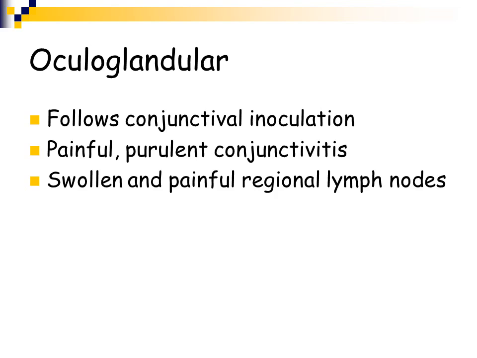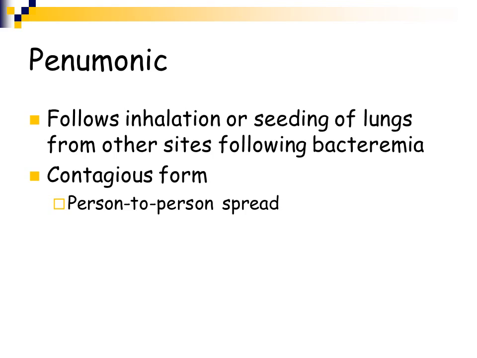Oculoglandular follows inoculation into the conjunctiva or eye, which causes a very painful, pussy conjunctivitis, and it can also cause swollen and painful lymph nodes. Pneumonic is the worst form of tularemia, and this follows inhalation or from other sites of the body, like the blood, it can get into the lungs. And this is the contagious form. So contagious is when an organism spreads from one person to another person. So tularemia is contagious.